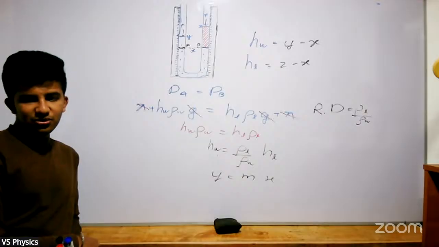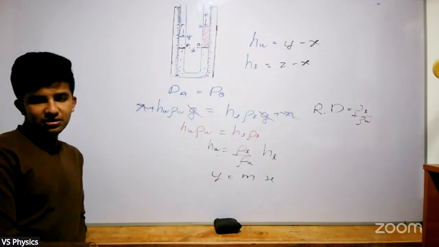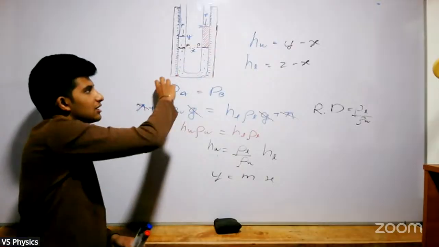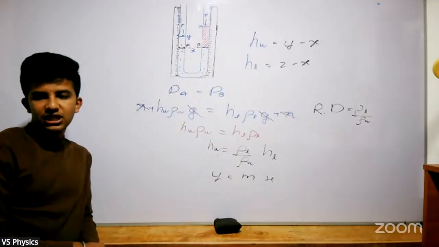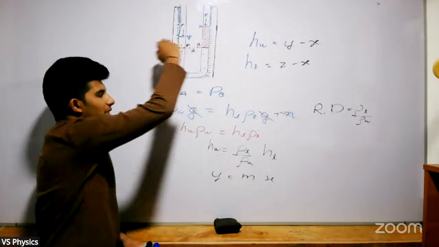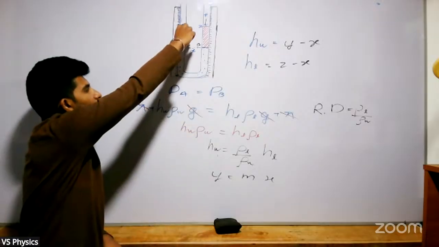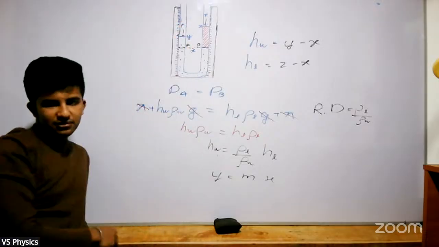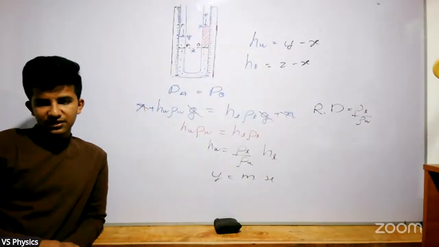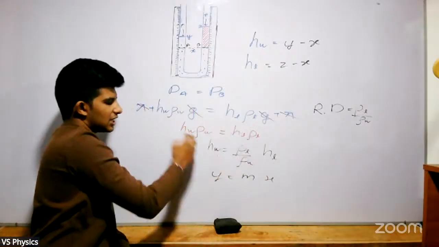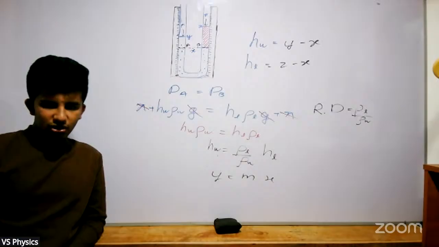What are we doing this experiment for? To find the relative density. How can we find the relative density? We can use the pressure, and the pressure is at this common interface. According to hydrostatic pressure, the pressure at the common interface will be equal on both sides. The pressure here we have calculated, and the pressure at this point we have calculated here. Then this equation gives us a y equals mx graph. You understood up to that point?